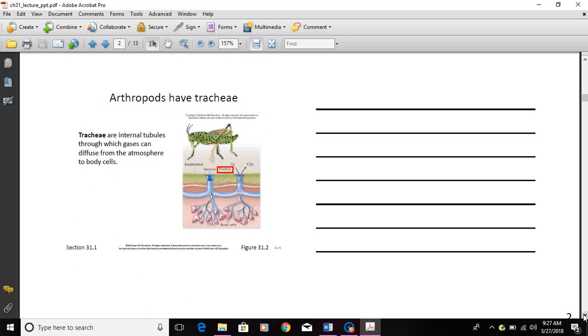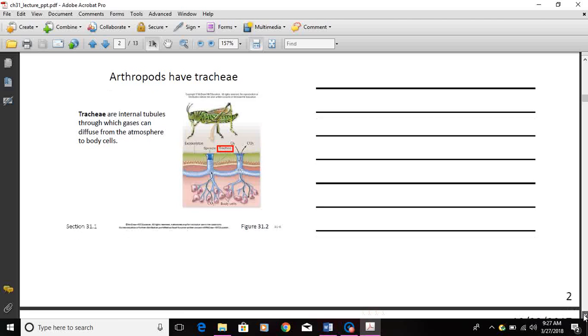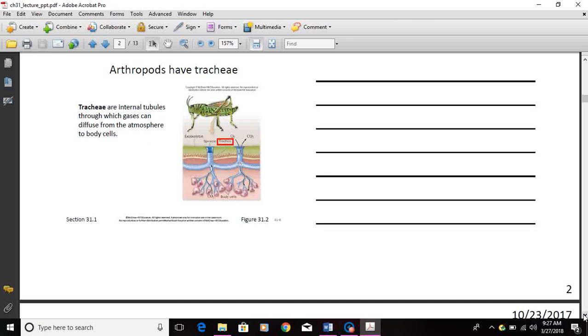So arthropods, like this little grasshopper here, they have little tiny baby, basically windpipes that are called trachea, which are just little tiny internal tubes, and then gases can diffuse into the tissues themselves and to the cells, and then they can diffuse carbon dioxide out.